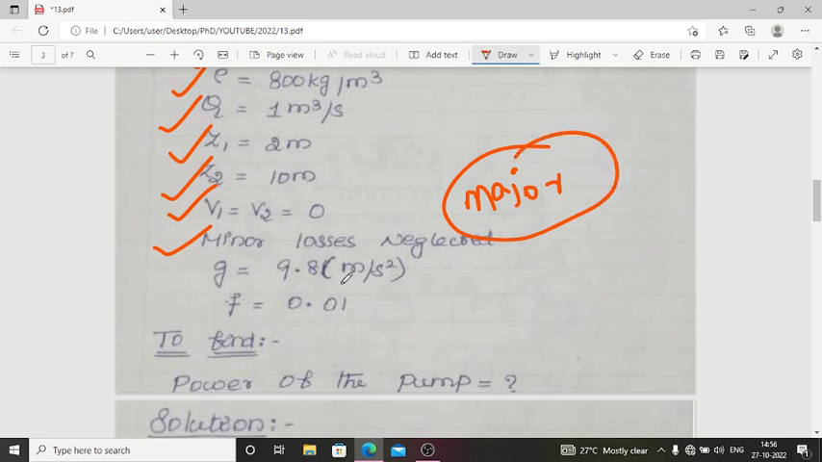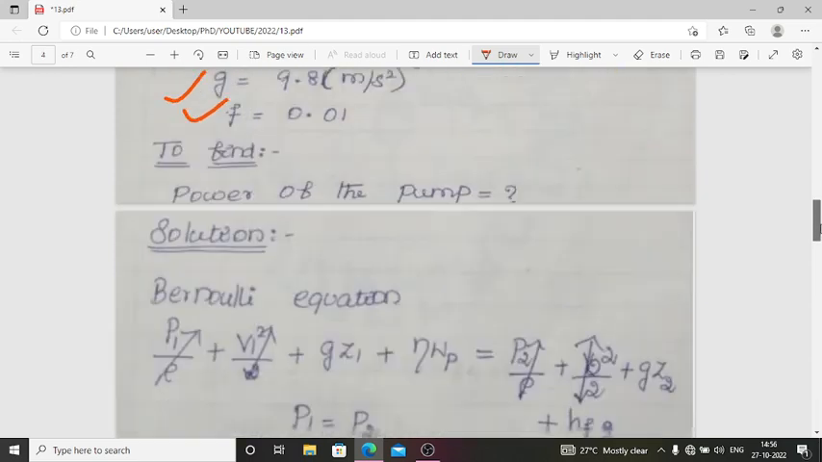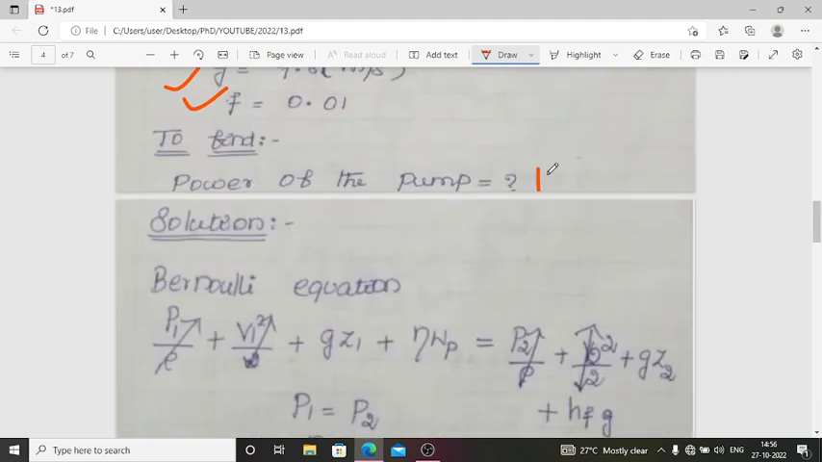So here G is equal to 9.8 meter per second square. F is equal to 0.01, this is the friction factor. The objective of this problem is to determine the power of the pump in kilowatt.